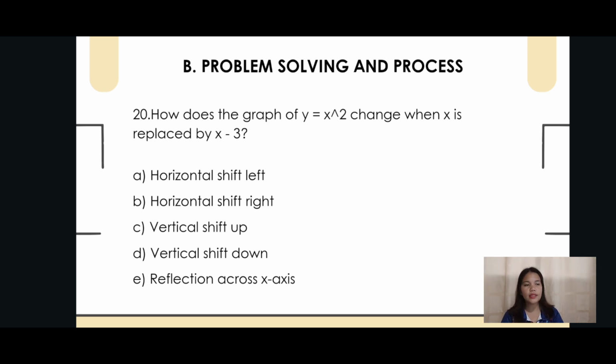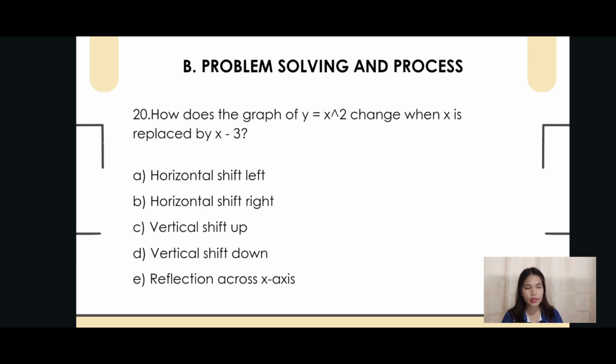So when we replace x with x minus 3, of course, the graph shifts 3 units to the right because 3 is a positive number. So why does this happen? In general, if you replace x with x minus h in the equation y equals f(x), the graph of the function shifts horizontally by h units. If h is greater than 0, the graph shifts to the right, while if h is less than 0, then the graph shifts to the left.